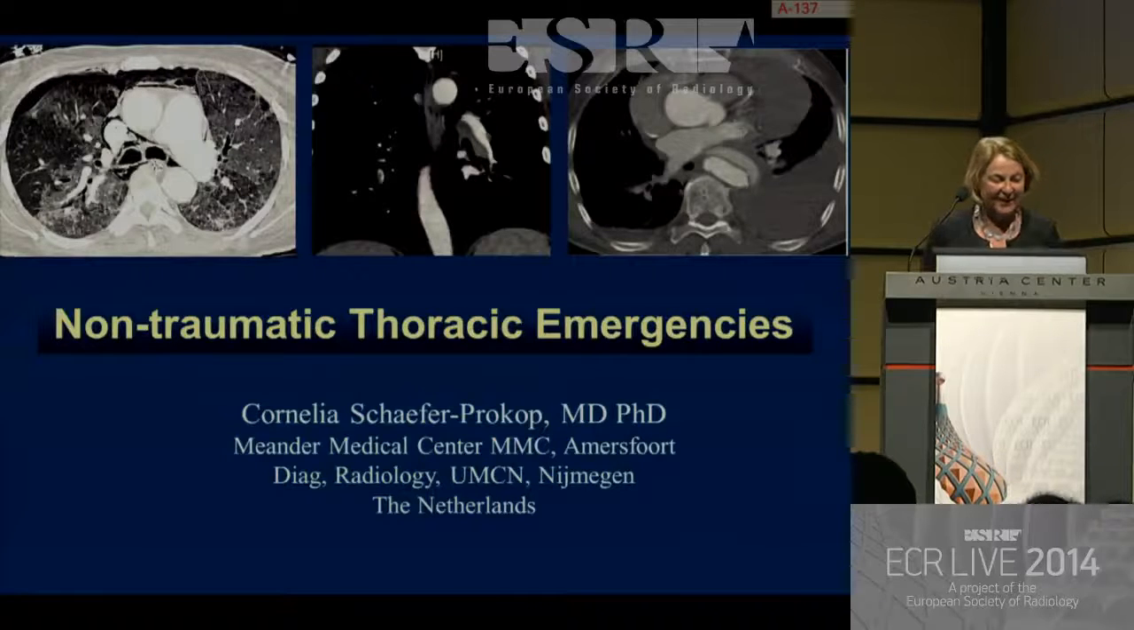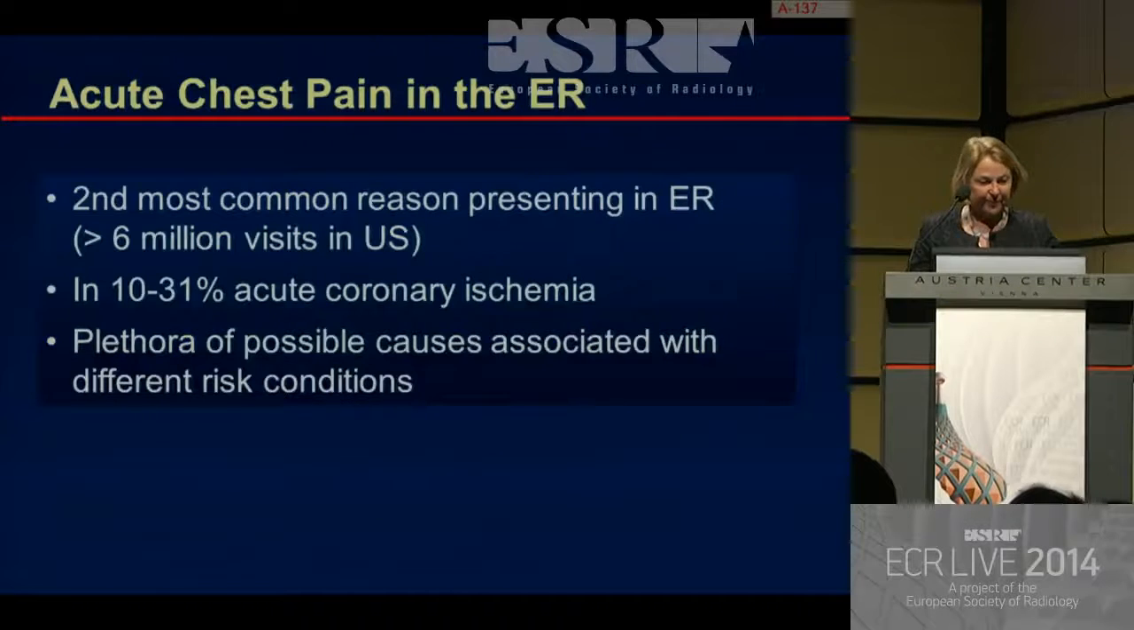It's a pleasure to speak in such a full room, I have to say, and it's an honor to be invited. I talk about the non-traumatic thoracic emergencies. Acute chest pain in the emergency room is the second most common reason for patients presenting to the emergency room, with more than 6 million visits in the US. Almost 1/3 of them actually refer to acute coronary ischemia.